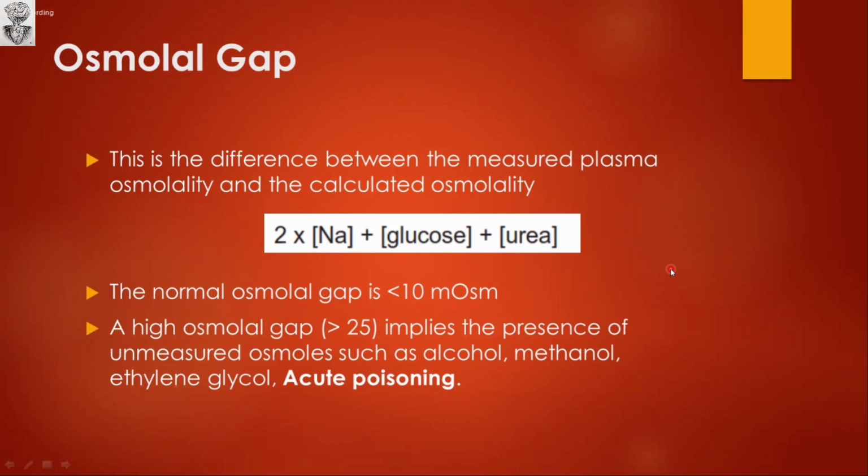If it's higher, it means you have a problem, which implies the presence of what's called unmeasured osmoles in your blood, because there is a difference between what you measured and what you calculated. So it could be due to intoxication with alcohol or certain drugs, or methanol or ethylene glycol, or sometimes poisoning due to certain acute poisoning factors.